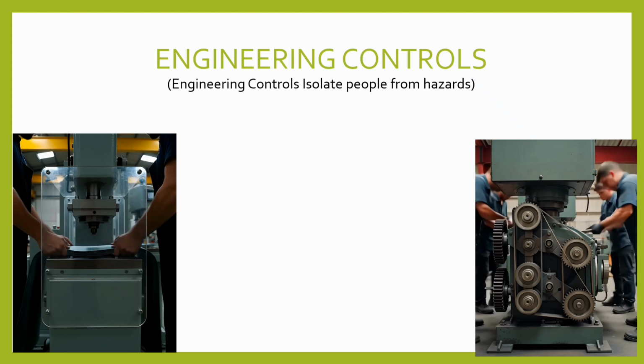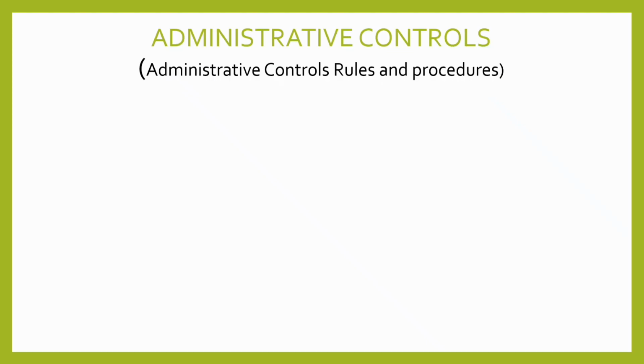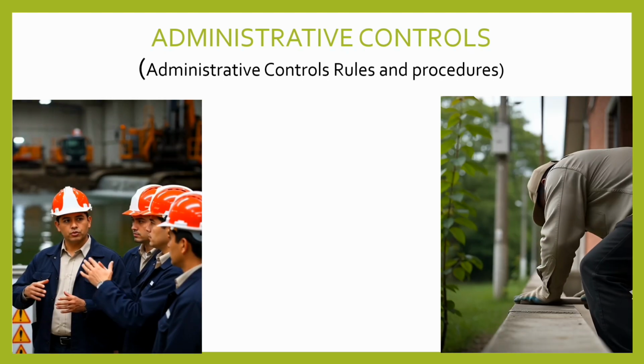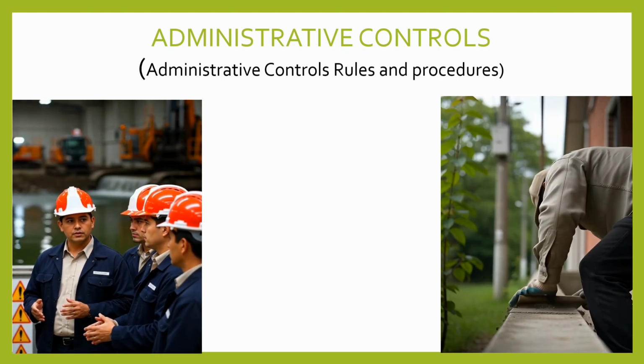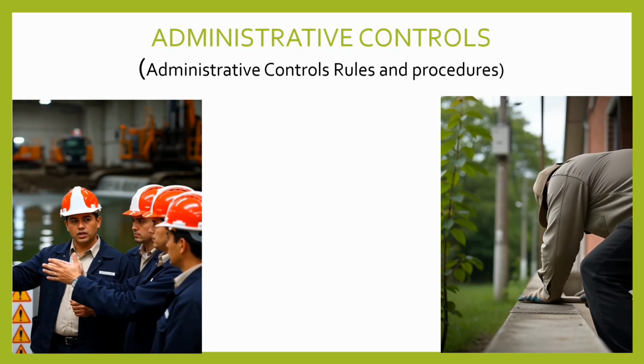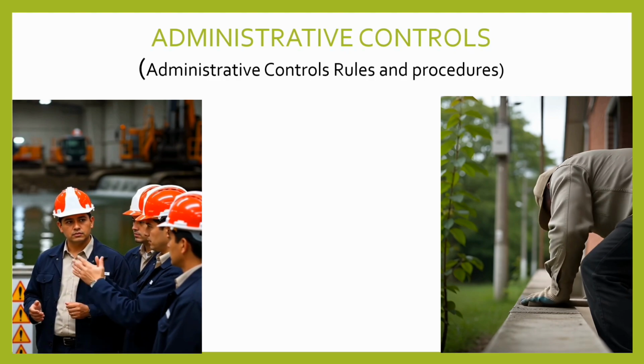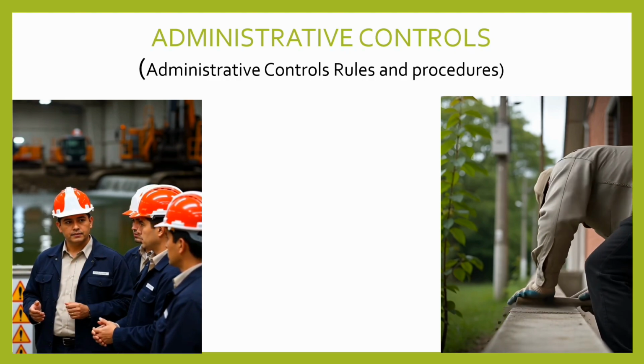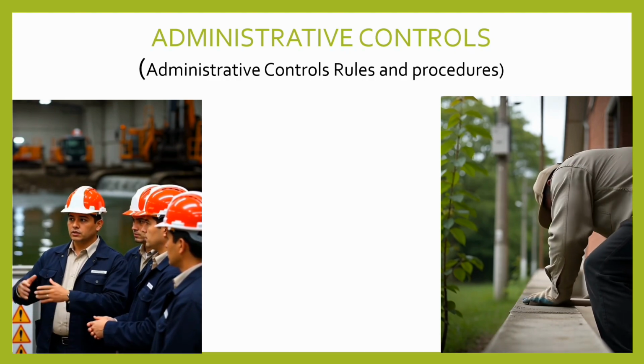The fourth level is administrative control. Administrative control reduces risk through rules, procedures, and training. These controls depend on the people following instructions. Examples include work permits, safety signs, job rotation, and toolbox talks.